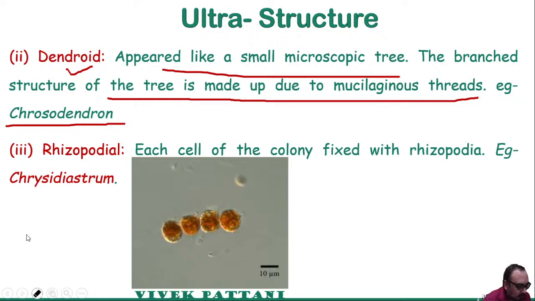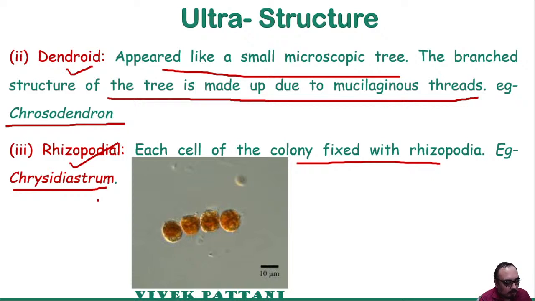Now next comes the rhizopodial type. What is rhizopodial? Each cell of the colony is fixed with the rhizopodia. An example is of a Chrysidiastrum.